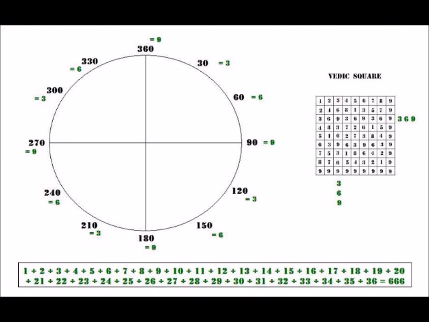such as the degrees of a circle. 180 degrees, 1 plus 8 plus 0 equals 9. 210 degrees, 2 plus 1 plus 0 equals 3. 240 degrees, 2 plus 4 plus 0 equals 6. 270 degrees, 2 plus 7 plus 0 equals 9. 369, 369. In the Vedic square, 369. Hope you enjoyed that.